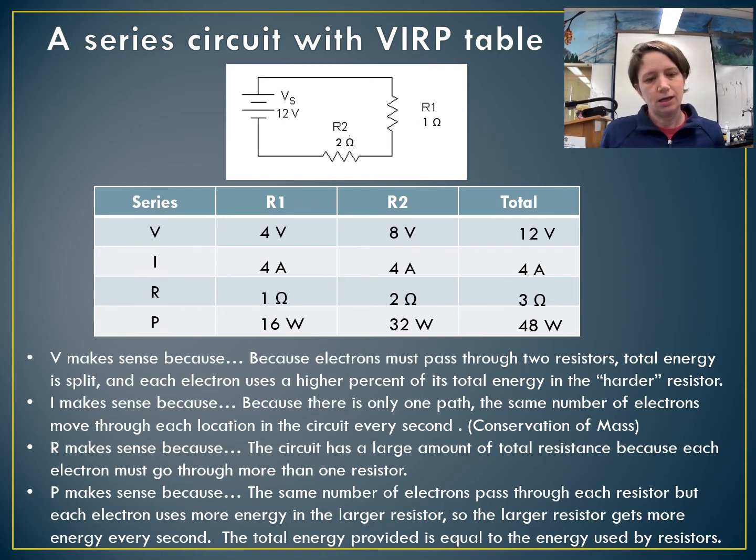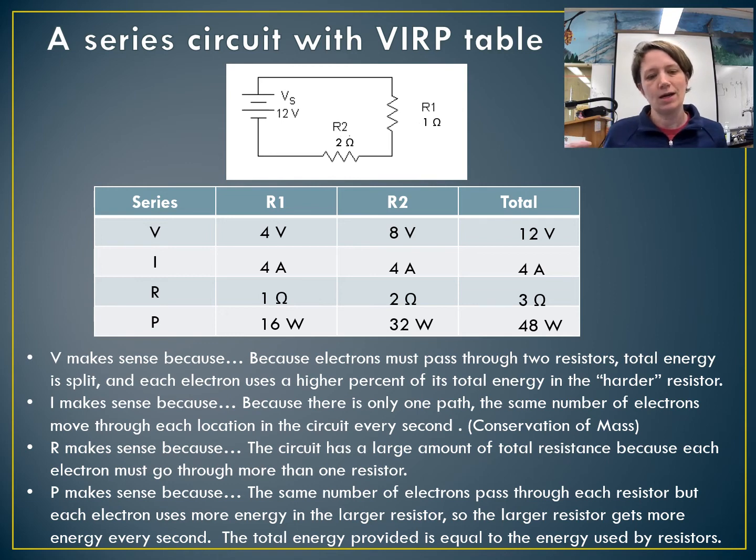You'll notice that the total power, 48, is equal to the 16 at the first one plus the 32 at the second. So energy is conserved because the total power used up is the same as the power provided by the battery. We also know that in this case, we are providing a lot more power to the second light bulb, twice as bright, right?